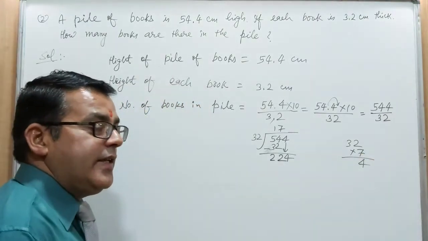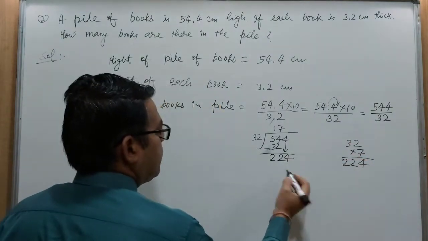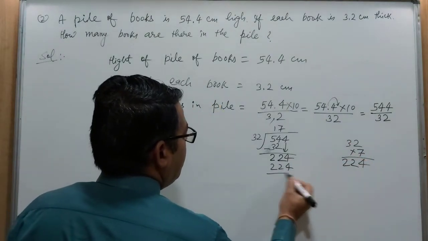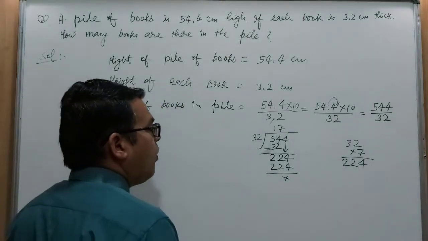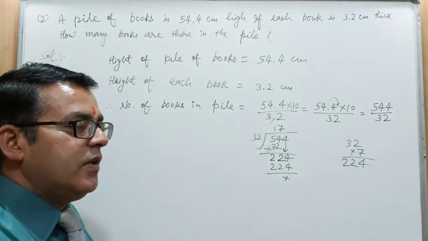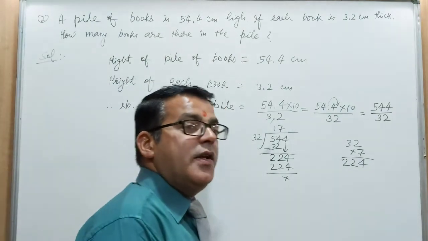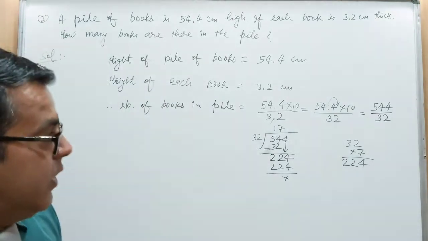7 times 2 is 14, carry is 1. 7 times 3 is 21, and 1 carried makes 22. So 7 times it will completely divide. It is completely divisible because we need to find the number of books, and books can't be in decimals. It should be in integers only, in counting numbers only.